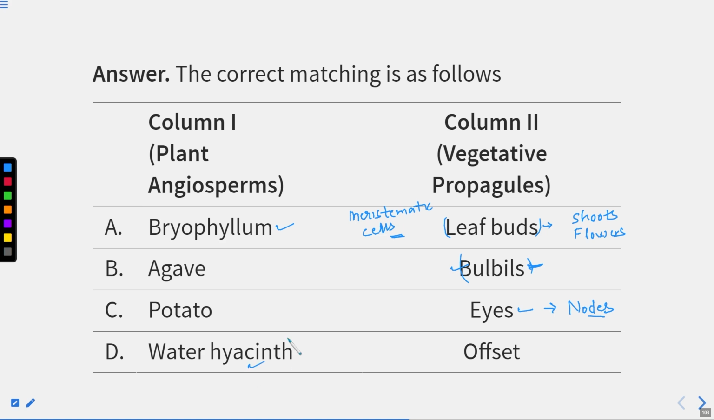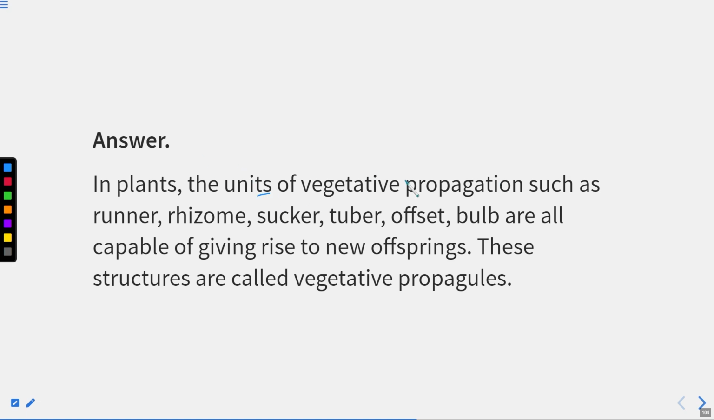And offsets are present in water hyacinth. What is an offset? An offset is a part of the branch or stem that is involved in asexual reproduction or vegetative propagation. Vegetative reproduction is a kind of asexual reproduction. So this is the answer to this question. In plants, units of vegetative propagation such as runner, rhizome, sucker, tuber, offset and bulb are all capable of giving rise to new offspring. So these structures are called vegetative propagules. This is clear.